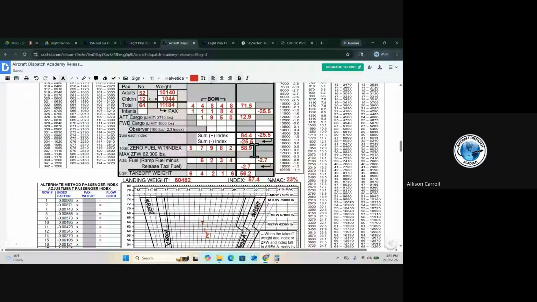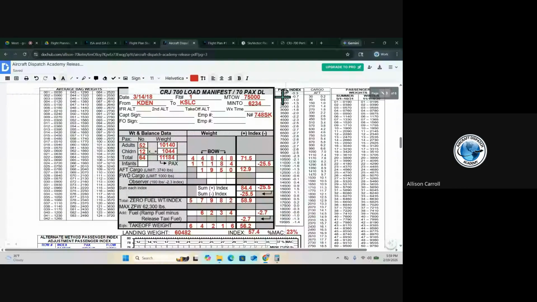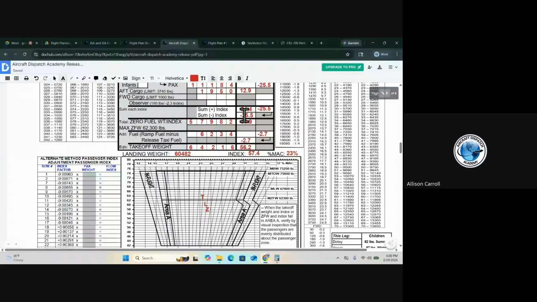Because then you have to think again, what fuel am I planning on landing with? Well, I'm planning on landing with alternate and reserve fuel. So in this specific situation, I'm planning on landing with 2,500 pounds. The fuel index for that is that negative 1.5 right here. And I always have to come back to the zero fuel weight index and subtract that negative 1.5. And that will give me my landing weight index.